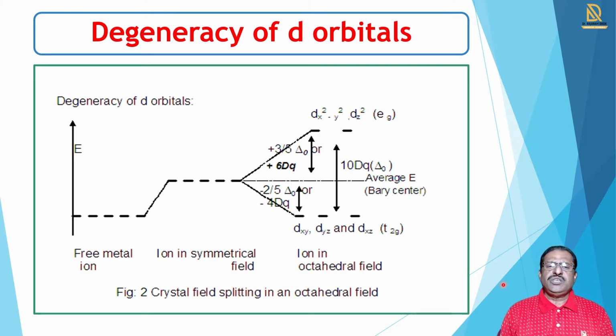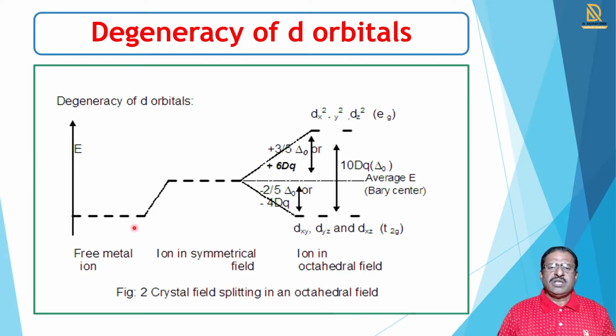Now we see the degeneracy of d orbitals. When all the 5 d orbitals are present and they do not have any interaction with ligand, then the 5 d orbitals remain degenerate. So we say in the free metal state, all the 5 d orbitals are degenerate, means they have the same, equal energy. But when the d orbitals interact with certain ligands, then the ligand can break the degeneracy of the d orbitals.